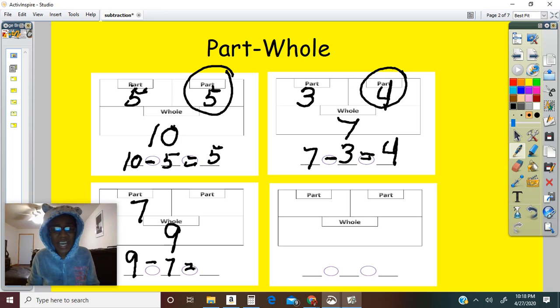Let's see how we can get to that answer. If we have a whole of 9 and we take away a part of 7, 1, 2, 3, 4, 5, 6, 7, what other part are we left with? You got it. 2. It looks a little weird when we're using our fingers, but hopefully if you're at home doing this with me, you're using your fingers too.